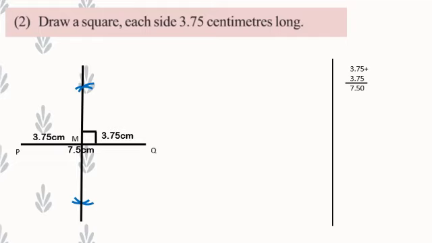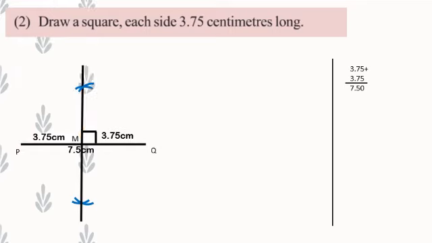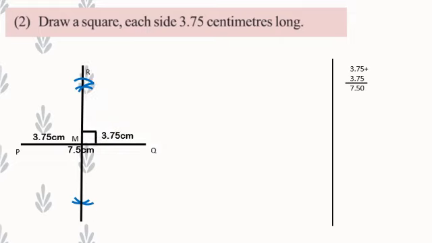Here our question is to draw a square with each side 3.75 centimeters long, right? For that, again set the compass width to 3.75 centimeters length. Now it's easy to take 3.75 centimeters, right? Let us keep the compass from the point P to the midpoint M. Now our compass width is 3.75 centimeters length, and taking M as center, cut an arc to the perpendicular line, give the name R.